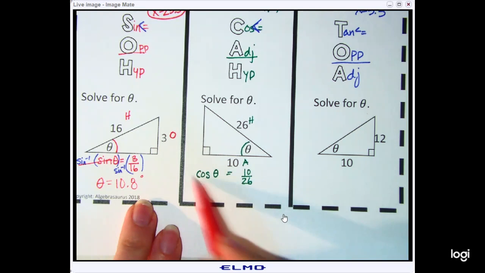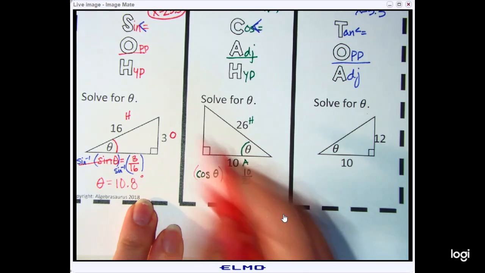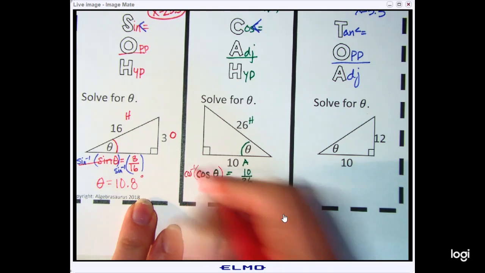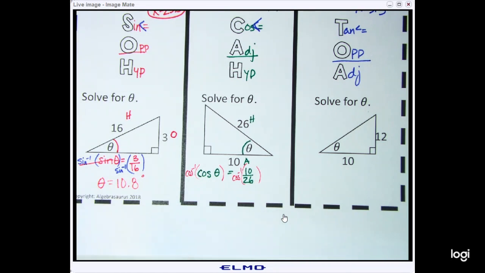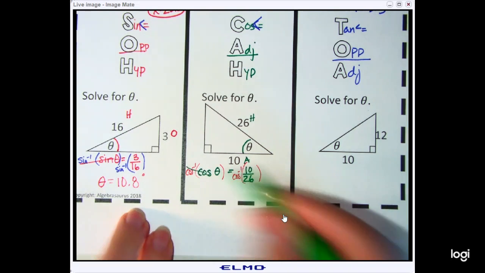I want to get theta alone. I need to get rid of cosine. We're going to use the inverse cosine, arc cosine. I need to do it to both sides. Left side is easy. Gone.